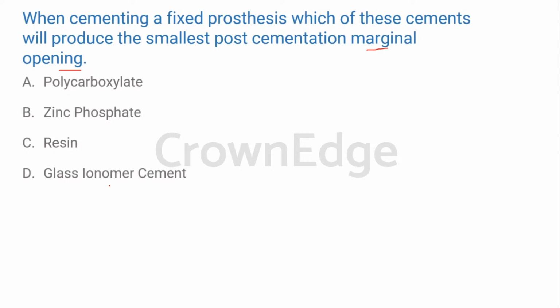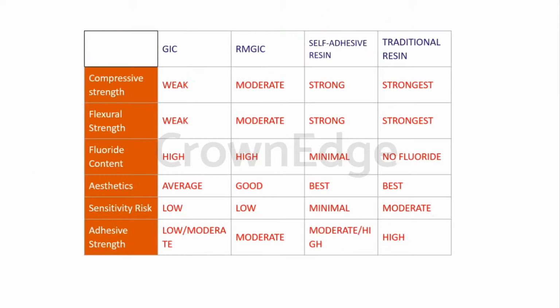Before I answer this question, I want you to take a snap of this or note this down. I made a small chart comparing your GIC cement, your resin modified GIC cement, your self-adhesive resin cement, and your traditional resin cement. GIC is your glass ionomer. RMGIC is your resin modified glass ionomer cement. Your self-adhesive resin and traditional resin are also resin cements.